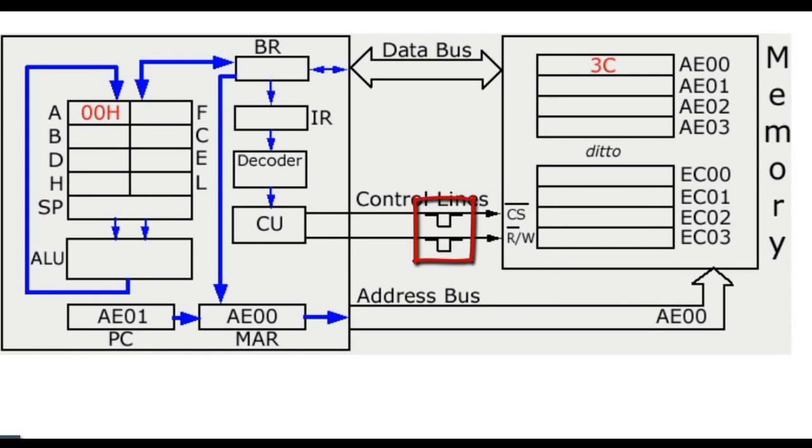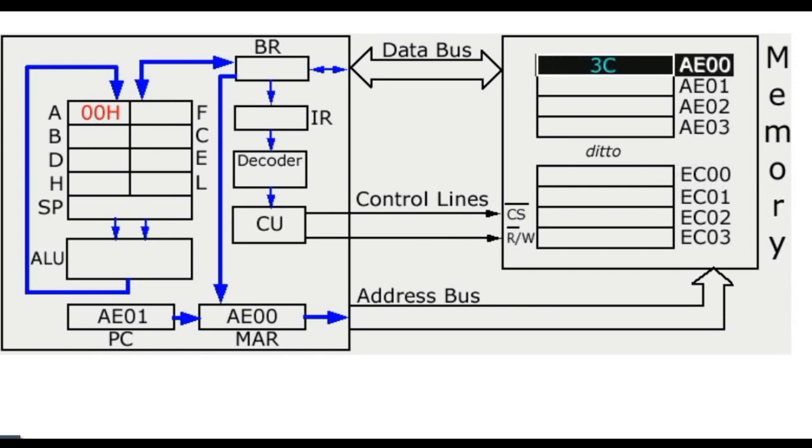These 2 low pulses, well, they have individual effects. The low pulse on the CS line is responsible for switching the chip on. The low pulse on the read-write line is responsible for ensuring that the location selected is read from. The result is that this particular location is selected and the 3C is going to be read.